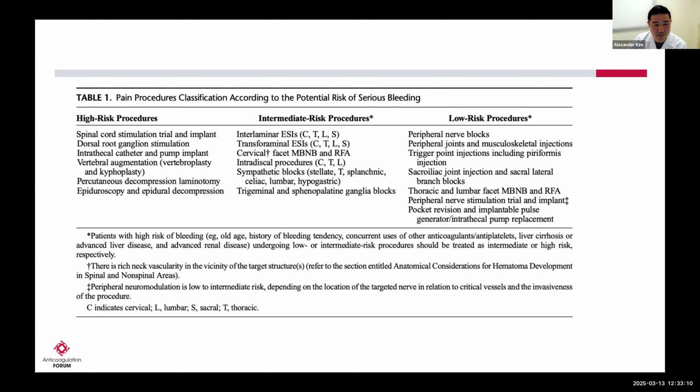But basically, if a procedure is determined to be intermediate or high bleeding risk, anticoagulants and antiplatelets need to be stopped appropriately. The guidelines do allow for some patient-specific characteristics in terms of bleeding risk, and that generally includes things like old age, predisposition to bleeding, either because of an inherent disorder, concurrent use of anticoagulants and antiplatelets, advanced liver or renal disease, and that needs to be independently thought of in addition to anticoagulation.